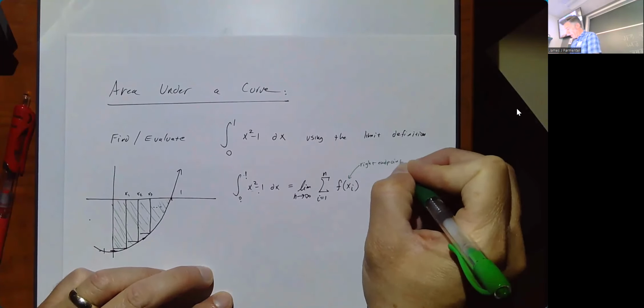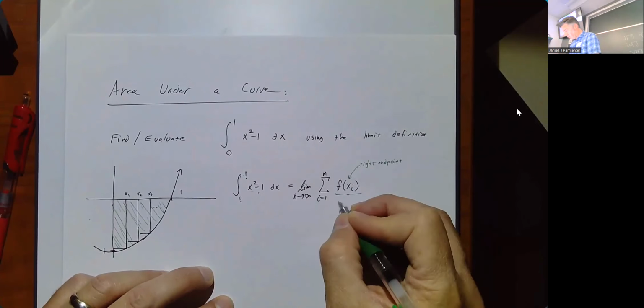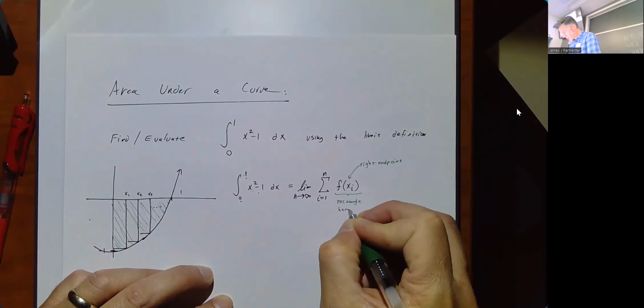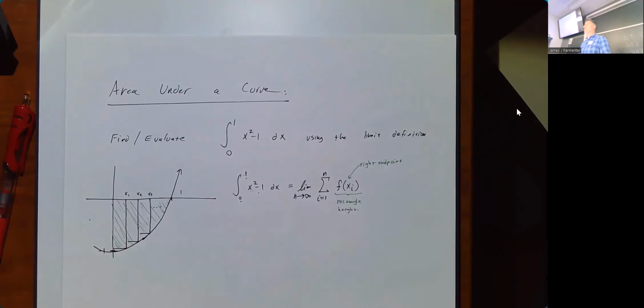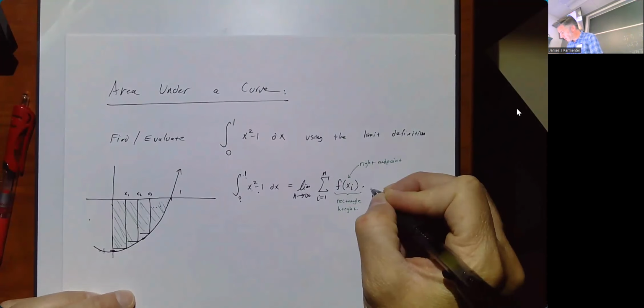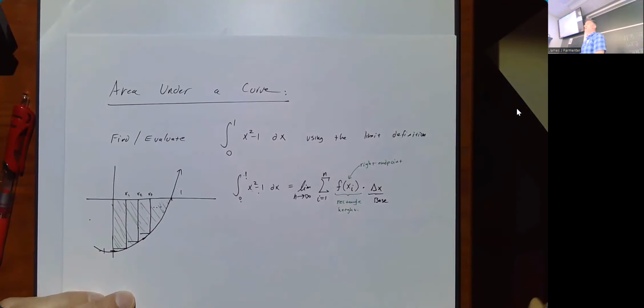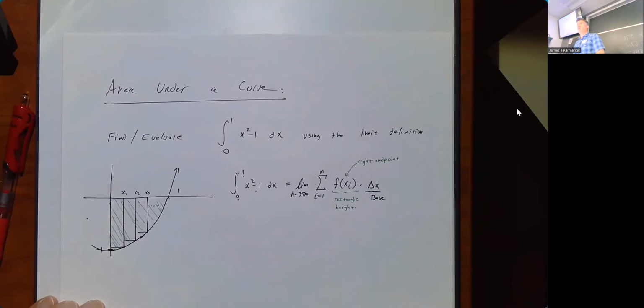And so I should point out that f of x sub I is just the rectangle height. To find the area of each individual rectangle, you're going to take the height and multiply it by what? How do you find the area of a rectangle? It's height times base. And the base is what we typically call delta x. There's our base right there. So now our job is to fill those things in with what they actually are.